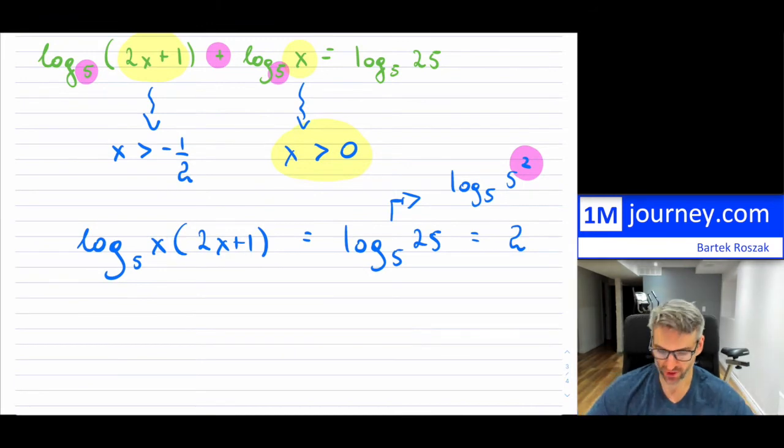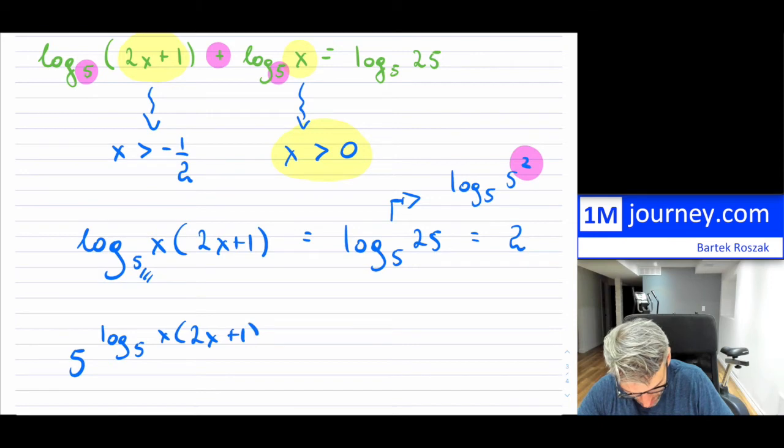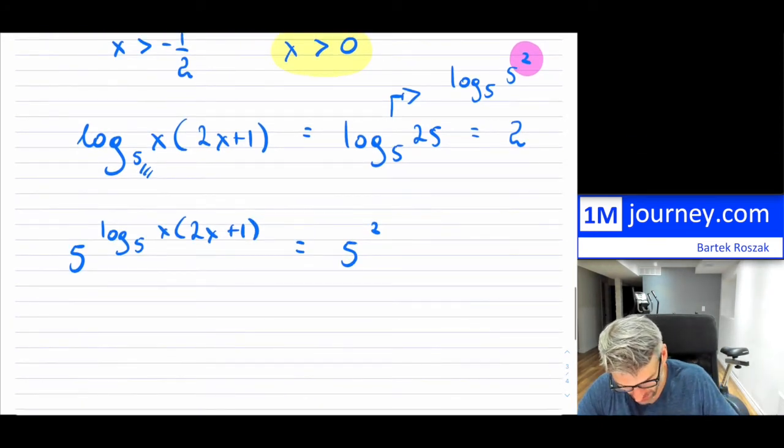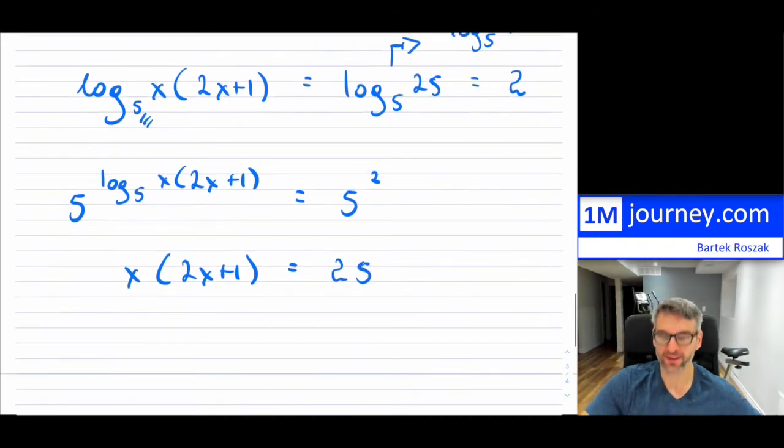Now, the same trick as before: I'm going to raise everything using the same base as your log. So 5 to the power of log base 5 of x times 2x plus 1 equals 5 to the 2, on both sides, which gives me x times 2x plus 1 equals 25. And now I have to solve for x.